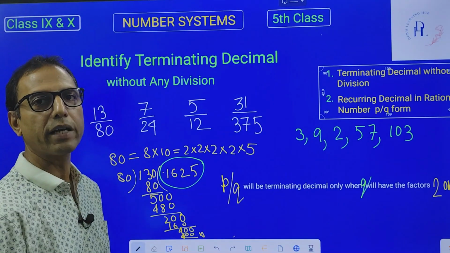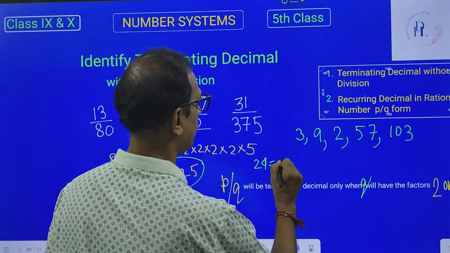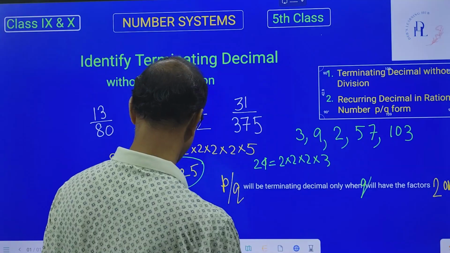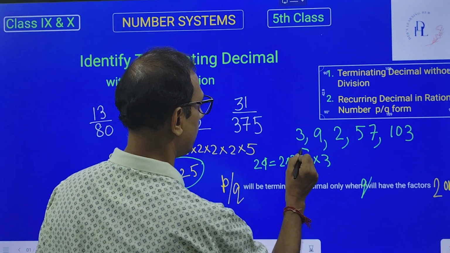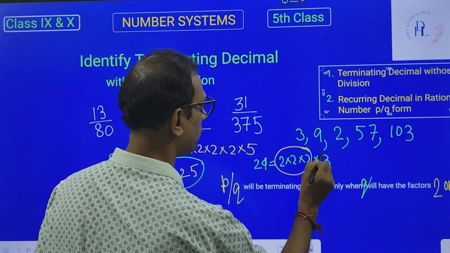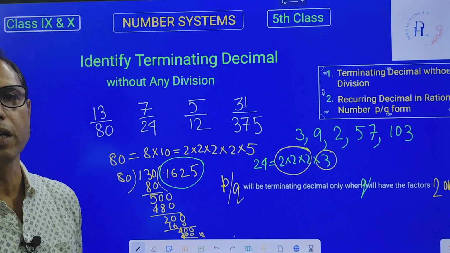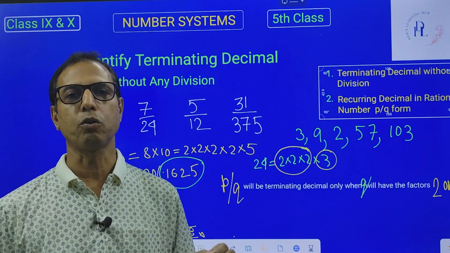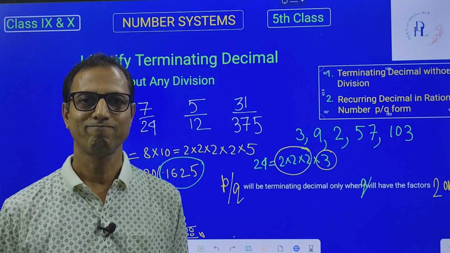7 by 24, what will this be? If we factorize 24, what will we get? 2 into 2 into 2 into 3. So other than 2, there is another factor, this is 2 and this is 3. Since other than 2, 3 is also there, this is not a terminating decimal at all. 5 by 12: what is the factor? 2 into 2 into 3, so 5 by 12 is not a terminating decimal at all.